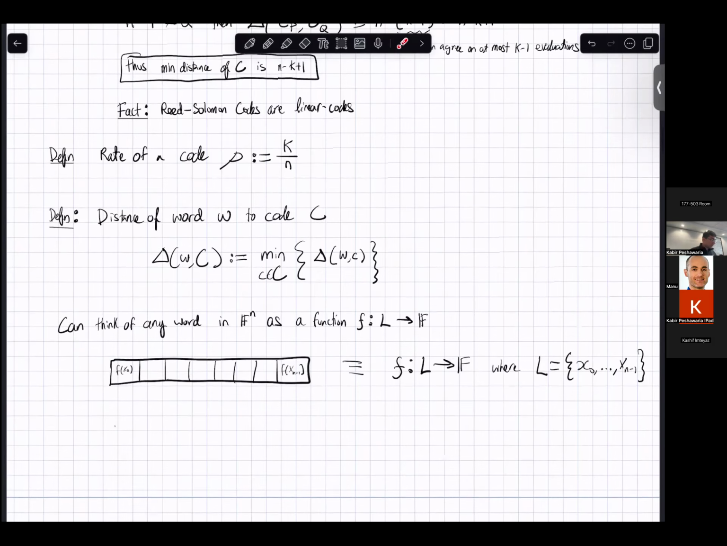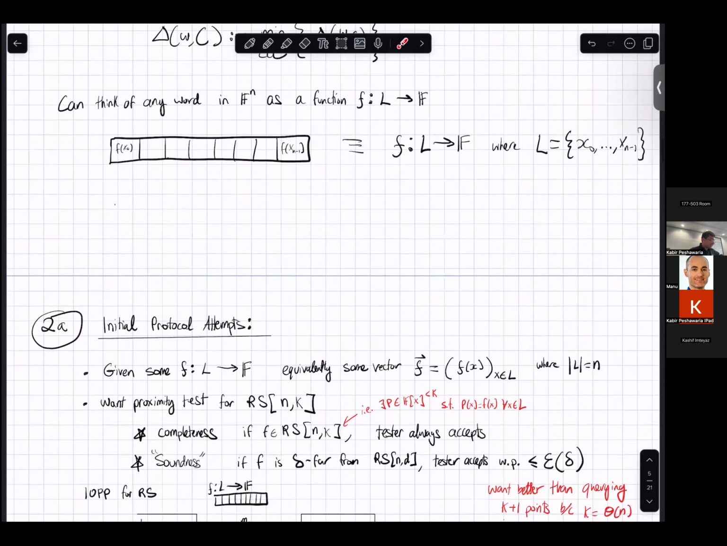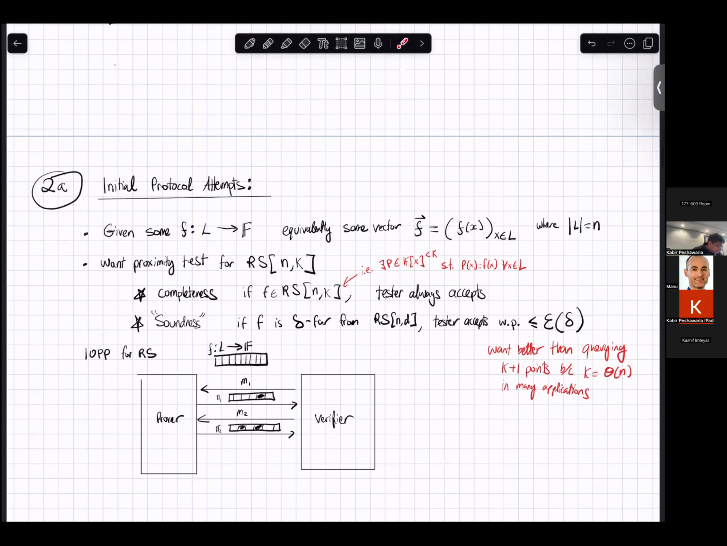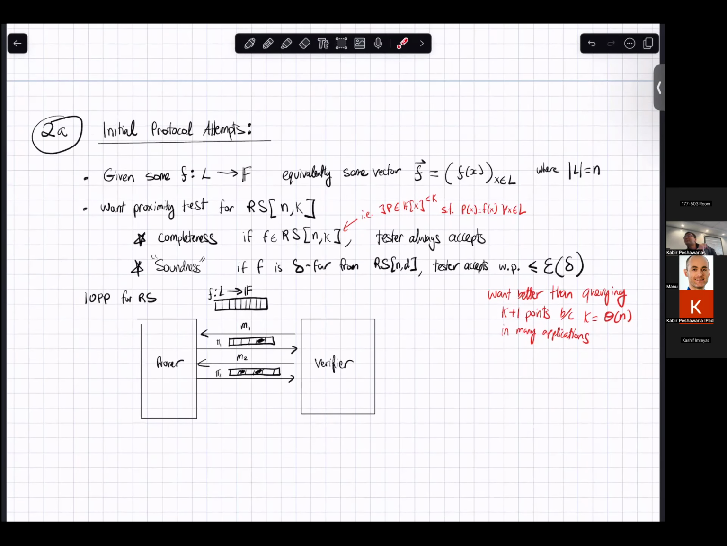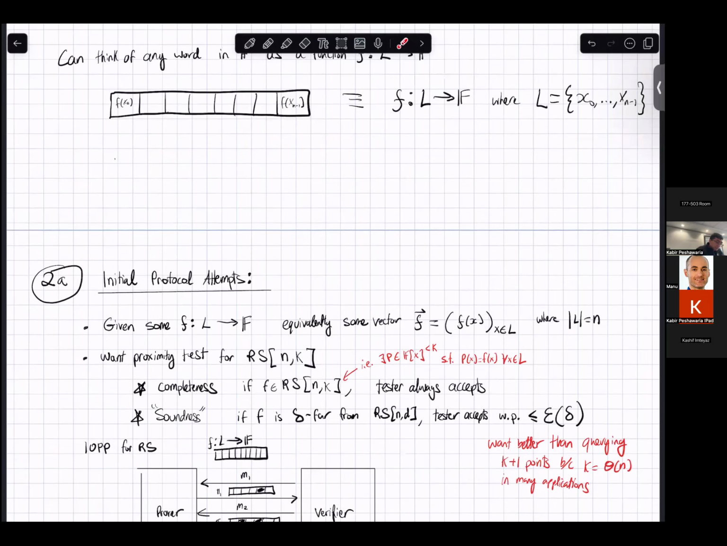Okay. All right, cool. If there's no questions, I'm finally going to start talking about the thing I promised, which is the FRI protocol. Well, not just yet. First, we're going to go through a lot of failed attempts at trying to make the FRI protocol. So let's say you're given some function which maps some domain to some field elements. Equivalently, this is some vector of evaluations, exactly the thing that I said above.